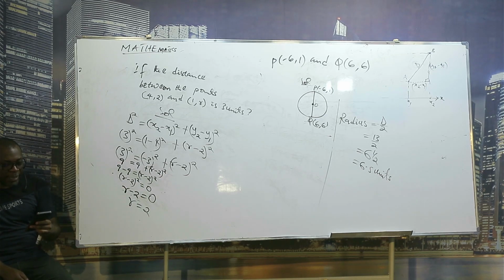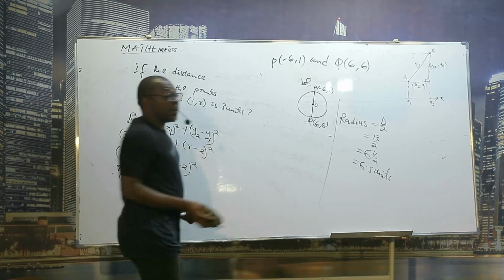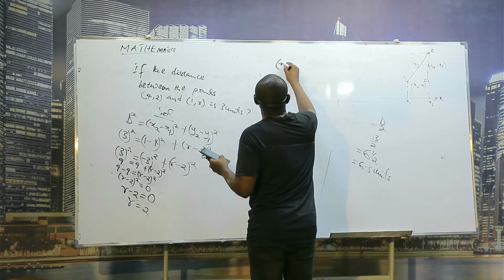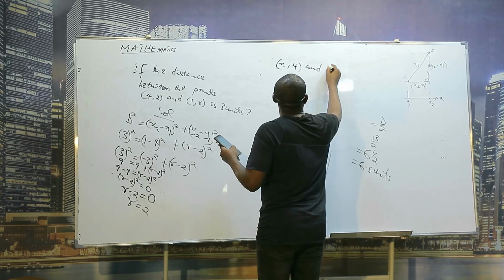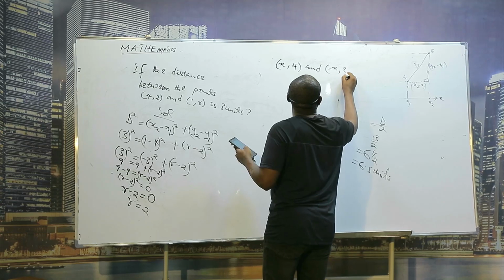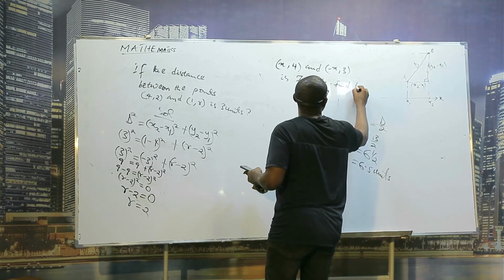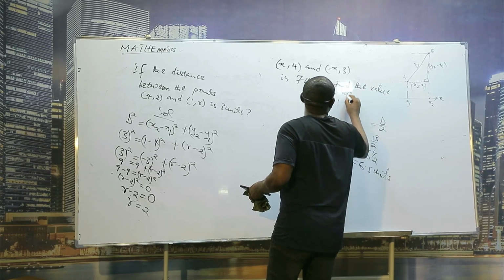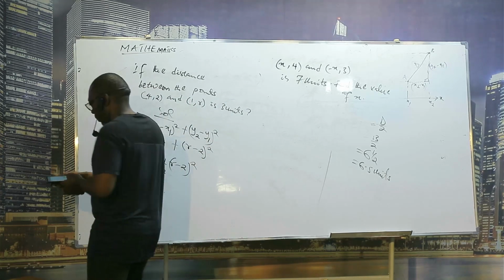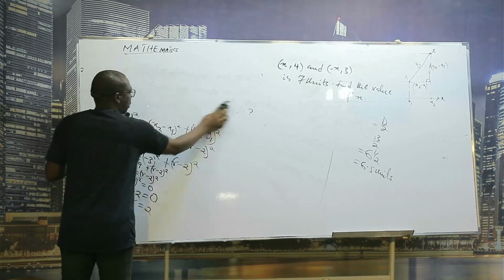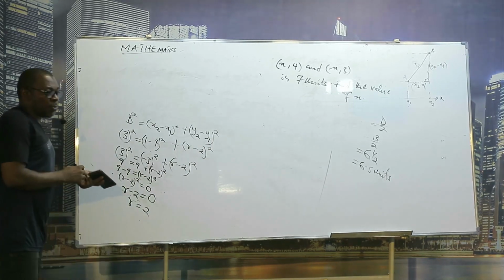Okay, right. The length of the line joining the point (x, 4) and (-3, 3) is 7 units. Find the value of x. Find the value of x.